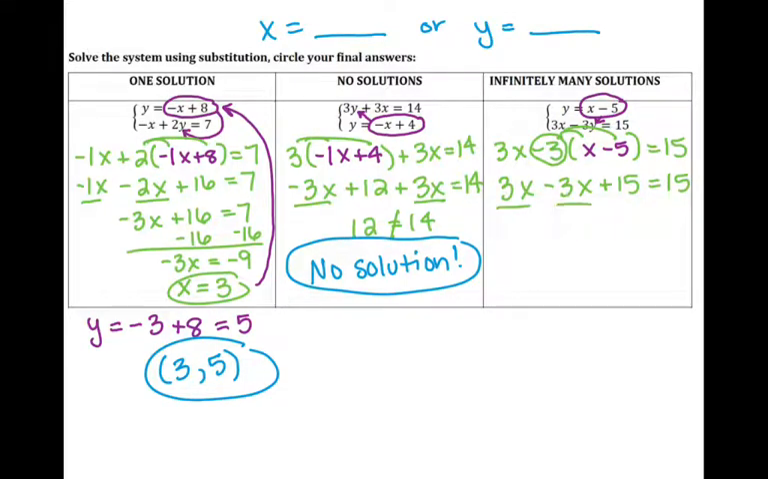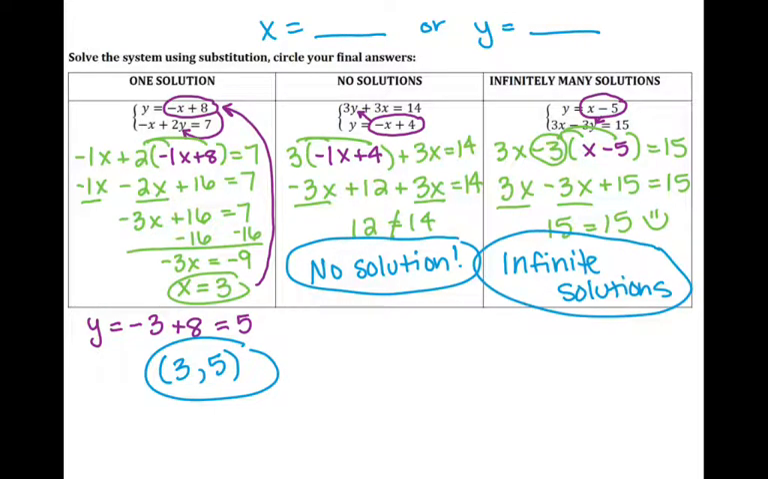And once again, my x's are going to cancel, and that leaves me with 15 equals 15, which is true. So that means this one is infinitely many solutions. I just like to write infinite solutions. It's one less word. Some people like to use the infinity symbol instead. But as long as you're indicating that it's infinite solutions, you are good.